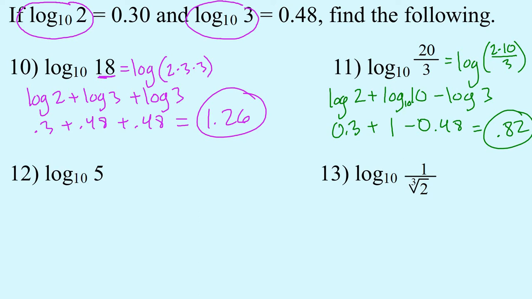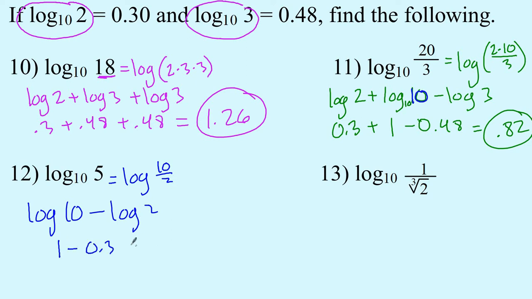Let's try another one. Okay, so we want 5. How can you get 5 with 2, 3, or 10? Okay, we can do log base 10. So this is log 10 divided by 2. So log 10 minus log 2. And we get 1 minus 0.3, which is 0.7. I know, we'll keep doing them.